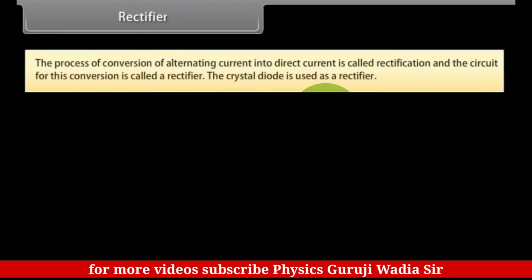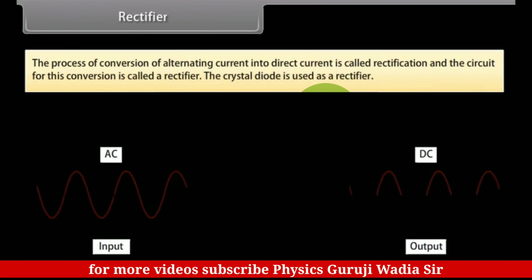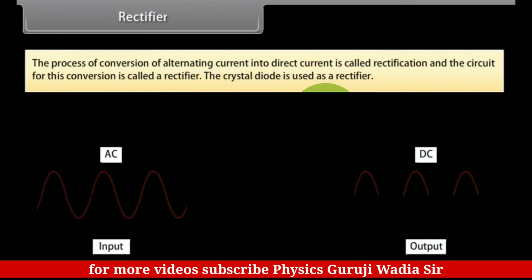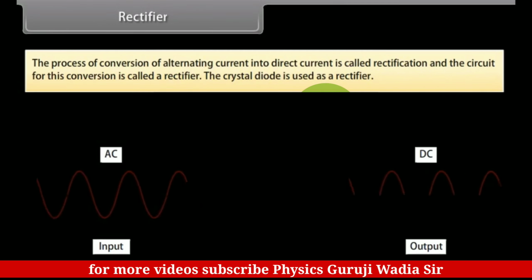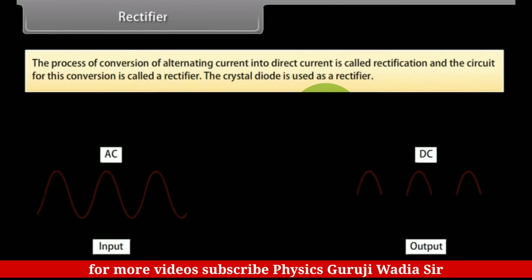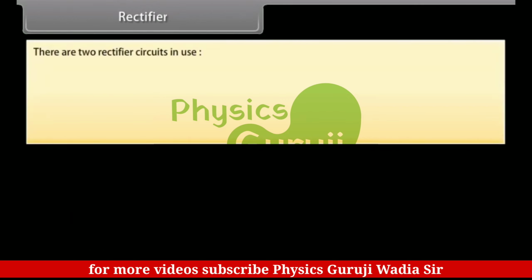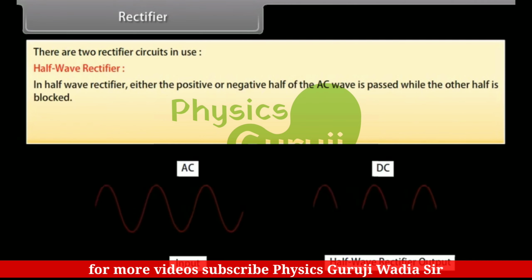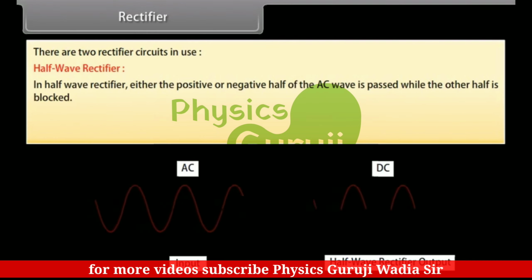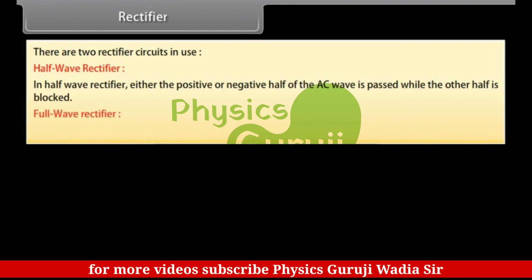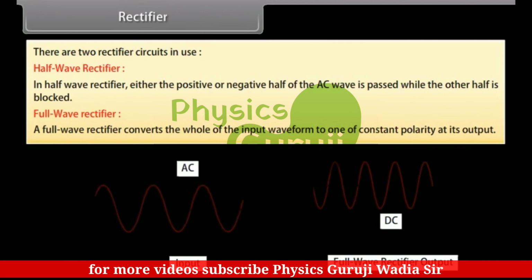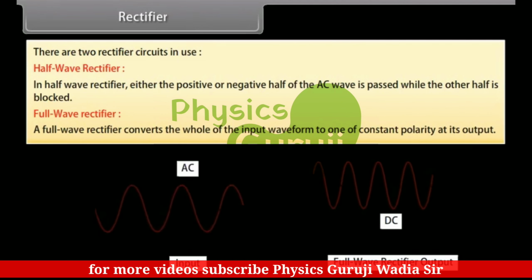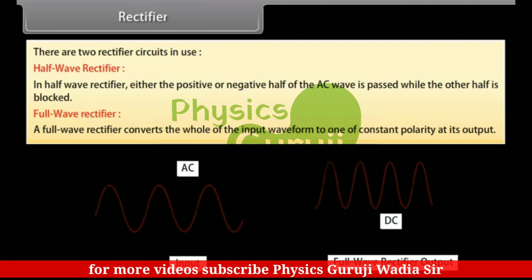Rectifier. The process of conversion of alternating current into direct current is called rectification, and the circuit for this conversion is called a rectifier. The crystal diode is used as a rectifier. There are two rectifier circuits in use. Half-wave rectifier: in a half-wave rectifier, either the positive or negative half of the AC wave is passed while the other half is blocked. Full wave rectifier: a full wave rectifier converts the whole of the input waveform to one of constant polarity at its output.